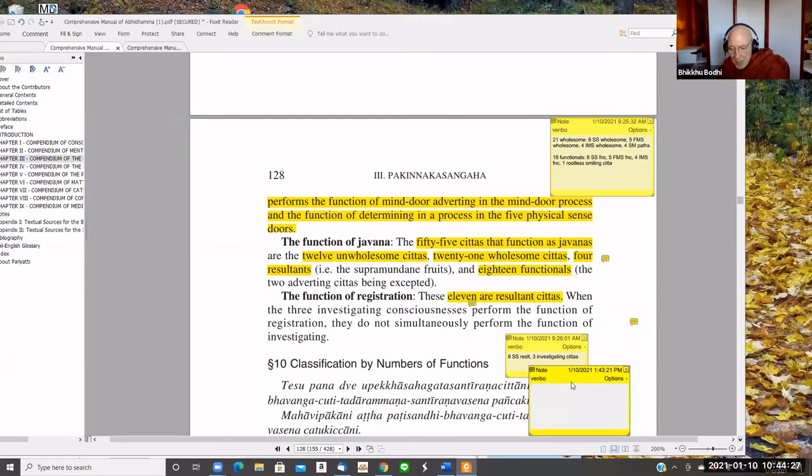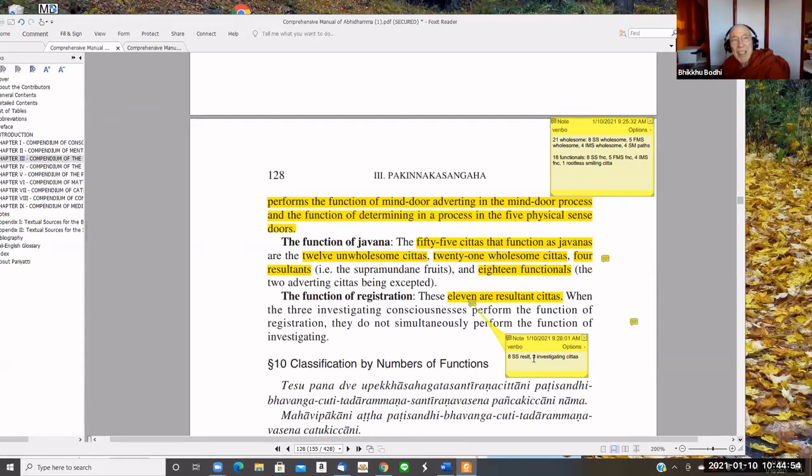Okay, and then the last we have here is the function of registration. And what performs the function of registration are resultant cittas. And there are 11 cittas that perform this function of registering the object. That is the 8 sense sphere resultant cittas and the 3 investigating cittas. These cittas can arise in that position of registering the object. Again, it's not completely clear to me how a resultant citta performs the function of registration, but that's what they say.